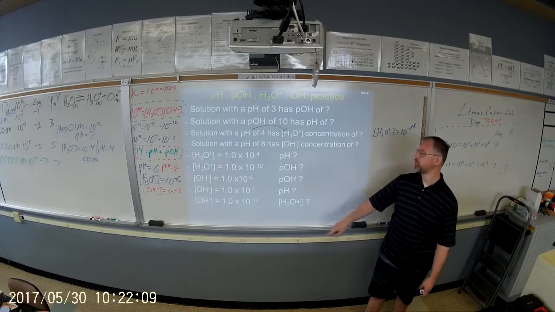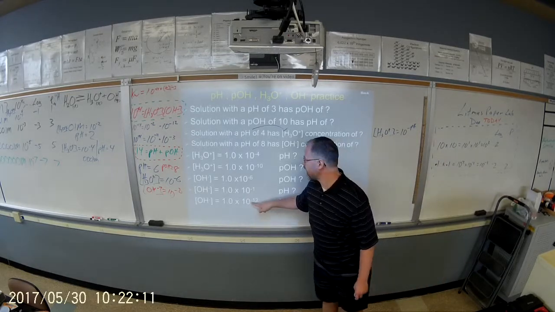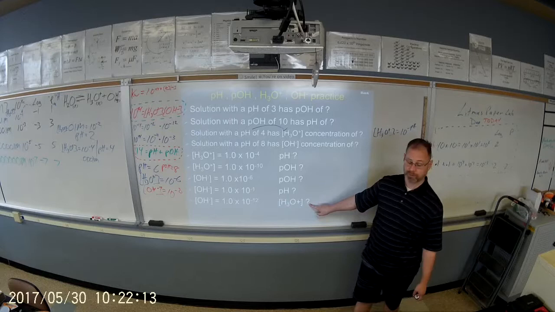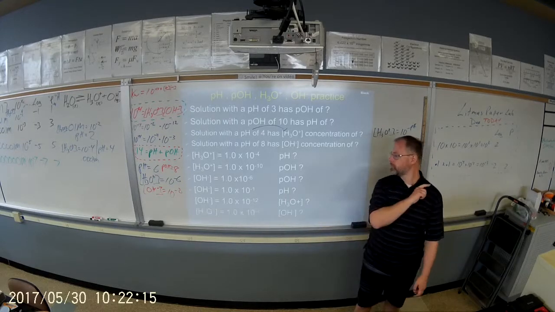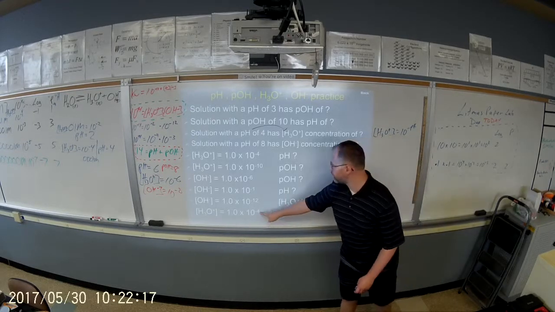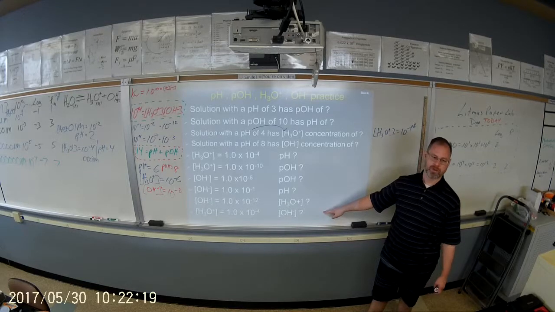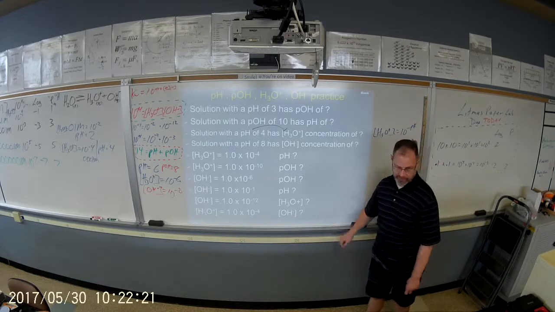10 to the negative 2. Good. So if the OH is 10 to the negative 12, the hydronium is 10 to the negative 2. And the last one, if the H3O is 10 to the negative 4, what's the OH? 10 to the negative 10.